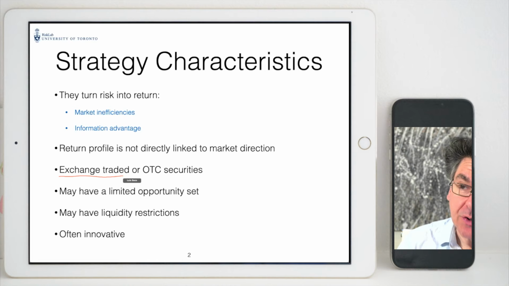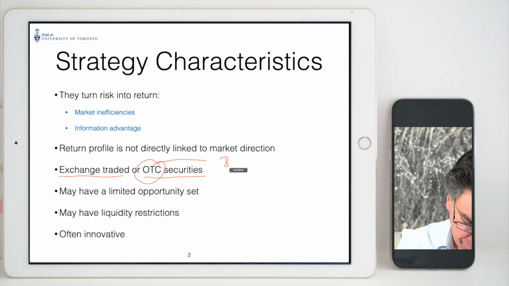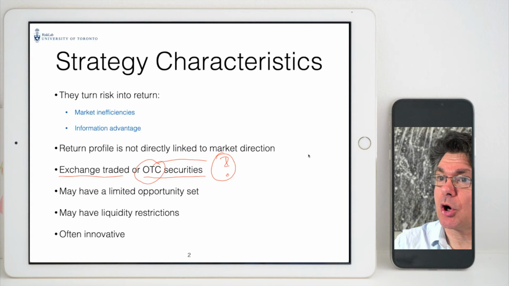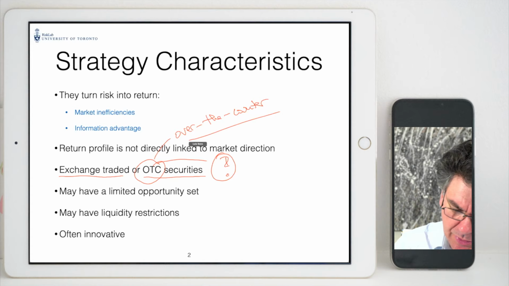These are over-the-counter securities. Do you know what this is? Can you answer in the chat yes or no? Whether you know what an OTC, over the counter. Over the counter, can you see? No. Okay, so you don't know. All right, so let me explain this to you, okay?